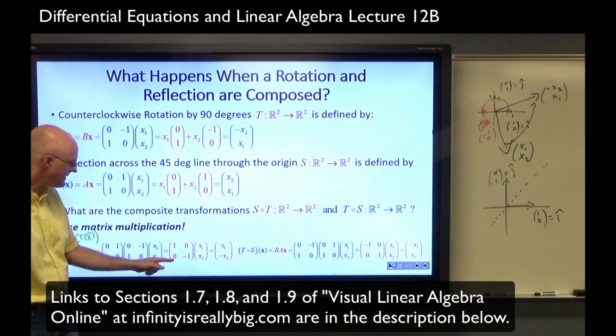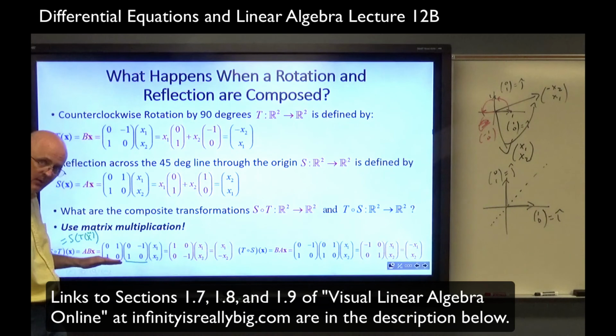The lower left entry, the 2, 1 entry, second row, first column, is found by doing the dot product of the second row on the left with the first column on the right. 1 times 0 plus 0 times 1 is 0.